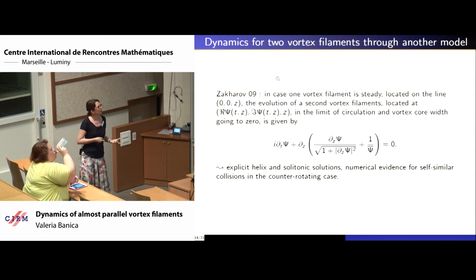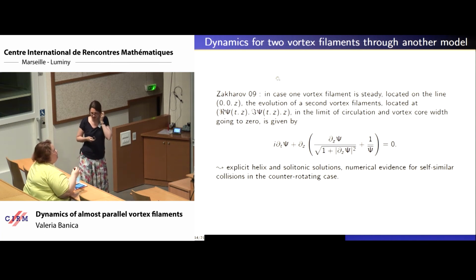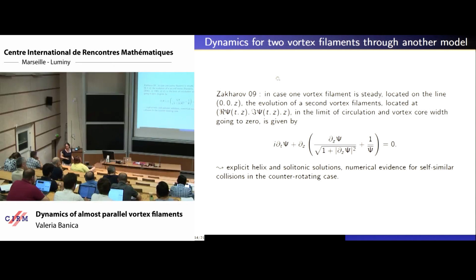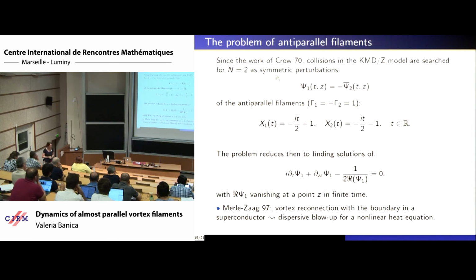So now we get back to, summarizing, in the case of n equals 2, as far as I know, even on approximate models, there is no result of colliding for 2 filaments. So we go back to the initial system and we follow the advice given in these papers, which is to consider some symmetric configurations.